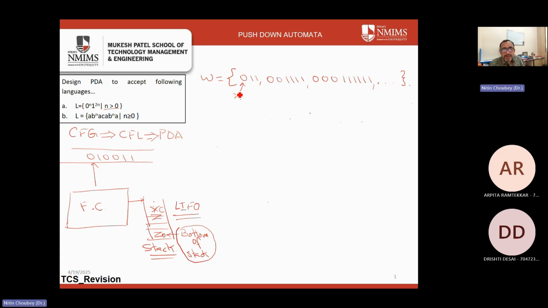So let's take this. For each 0, we'll push X onto the stack. As soon as we get 1s, for each even one we'll pop one symbol from the stack. So basically the first one we will skip, and for the second one we'll pop the symbol from the stack. This process will continue till we get all the ones over. Once the ones are over, we need to check, have we reached the bottom of the stack? If we have reached the bottom of the stack, it means we have twice the number of ones as zeros.